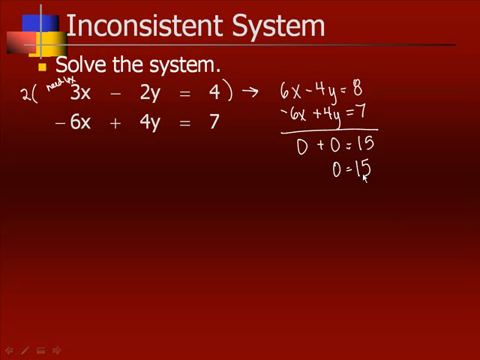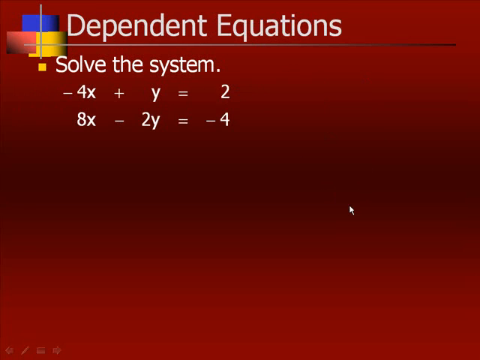The way we can interpret that is it doesn't matter what x and y are, the left side will never equal the right side. Therefore, there is no solution. And if we would have graphed that, we would have gotten two graphs that were parallel lines. Okay, let's do another one.